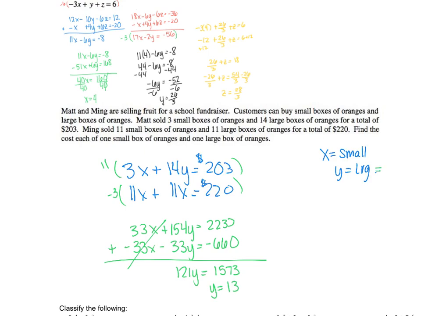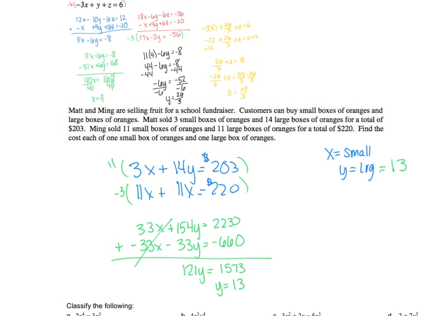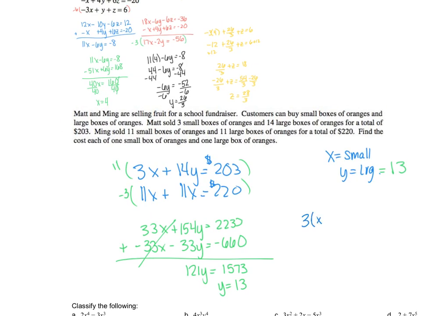So we have 13 large. To find x, we fill that in. So 3 times x plus 14 times 13 equals 203. So 3x plus 182 equals 203. 3x equals 21. x equals 7.